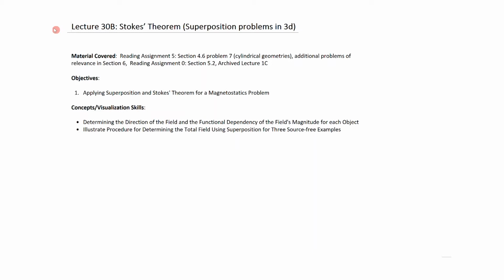So the objectives of this teaching module are to apply superposition and Stokes theorem for a magnetostatics problem, and in particular the concepts and visualization skills are to determine the direction of the field and the functional dependency of the field's magnitude for each of the objects under consideration, and then secondly to illustrate the procedure for determining the total field using superposition for a three-source-free example.